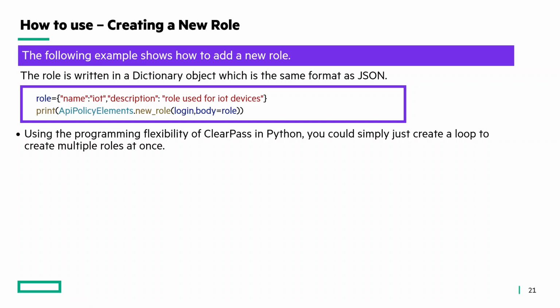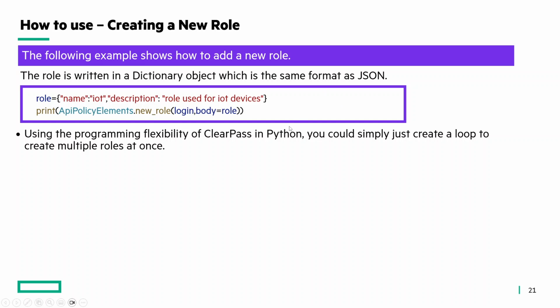So if you want to create a new role, for example, we've created our dictionary object, role, and then we passed in the key name and then the key value, then comma separated it, and passed in some more dictionary parameters. So we've got a key called description, and then the value of, you know, role used for IoT devices. And then we're going to print the output on the screen. Again, we're calling the API policy elements, we're calling the new role method, passing in the login parameter we need, and then body equals the role dictionary object there at the top. So this is just an example of using a body parameter, basically.